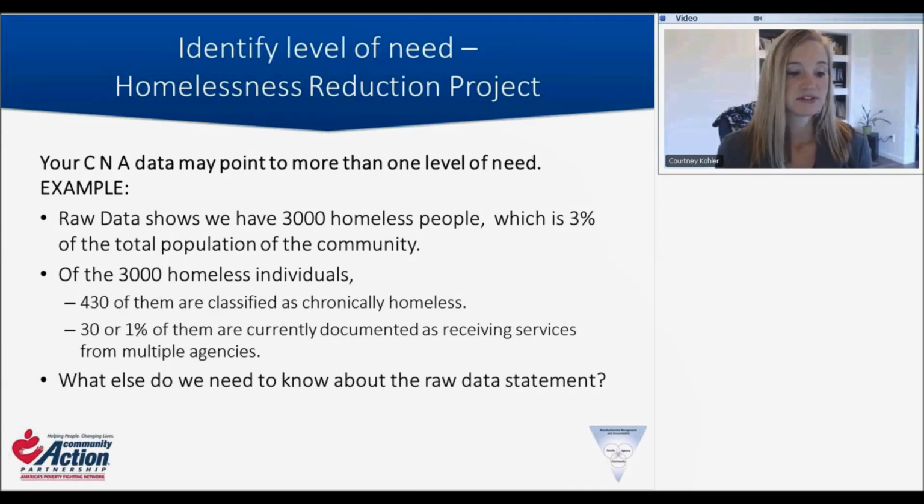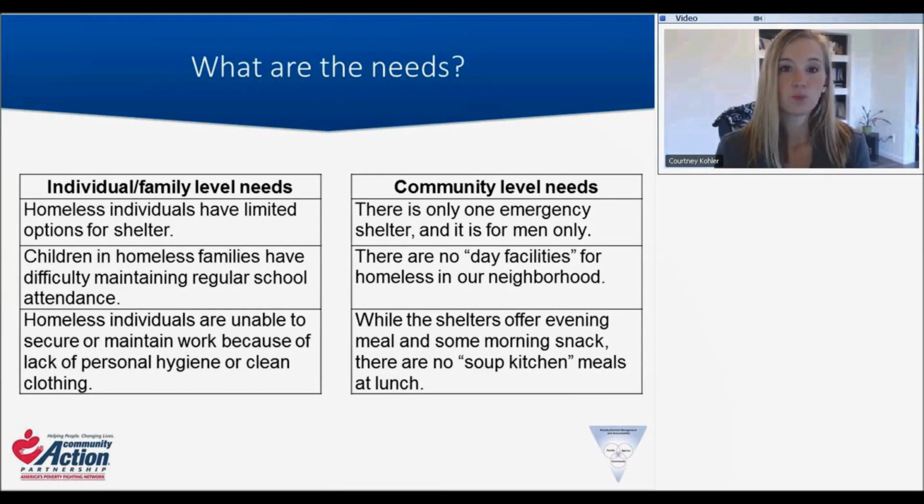Then we need to ask ourselves, or they asked themselves, what else do we need to know about that raw data statement? We need to look at what the needs are. We look at two different levels of needs here. First, the individual and family level needs. Some of these would be that homeless individuals have limited options for shelters, that children in homeless families have difficulty maintaining regular school attendance, or that homeless individuals are unable to secure or maintain work because of hygiene issues. These are really focused on the individual or the family.